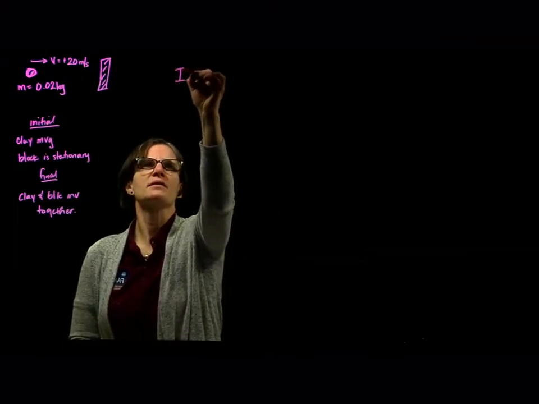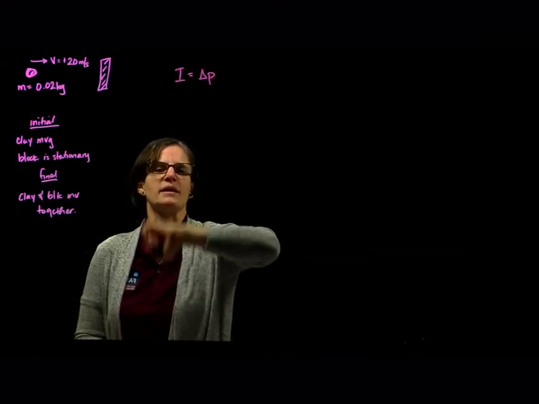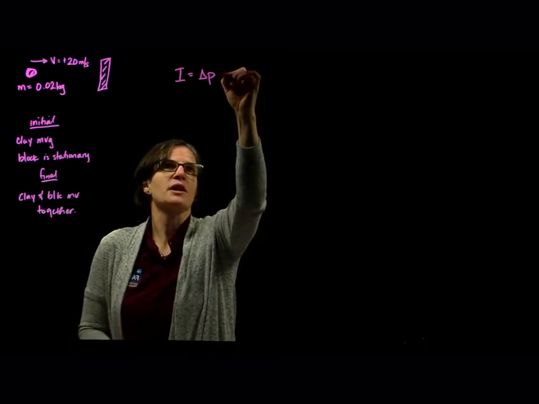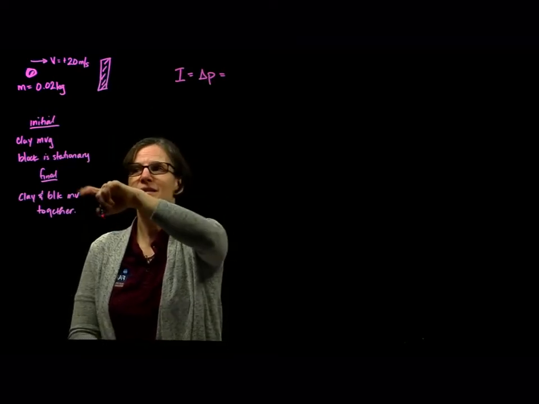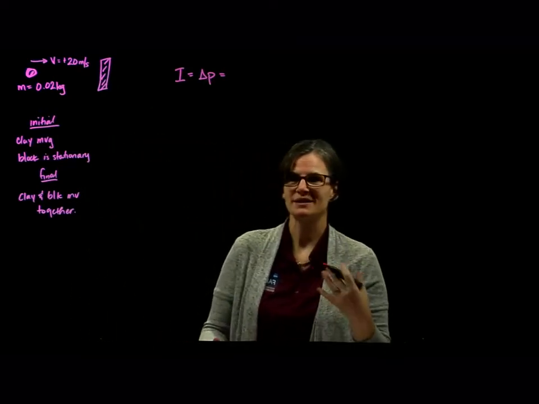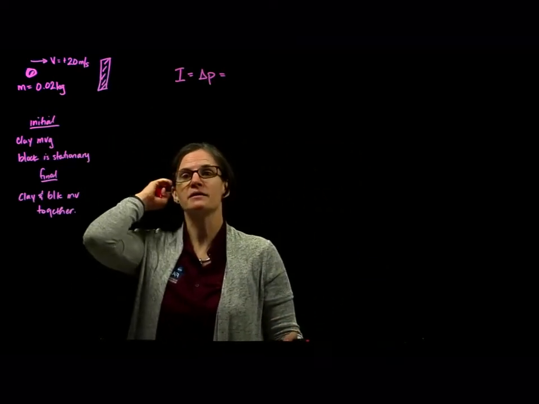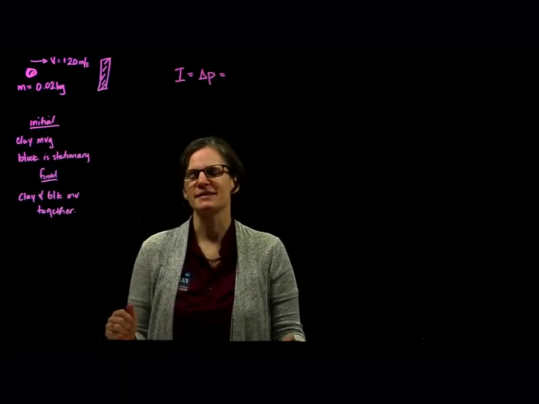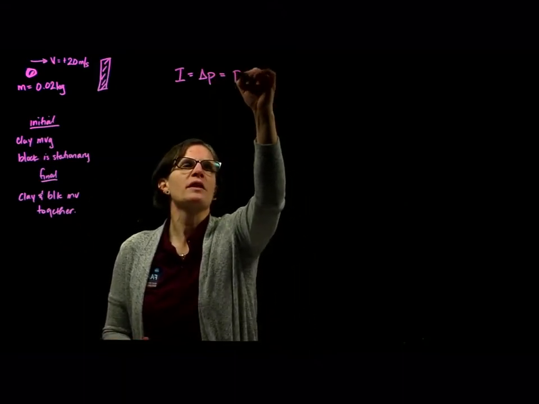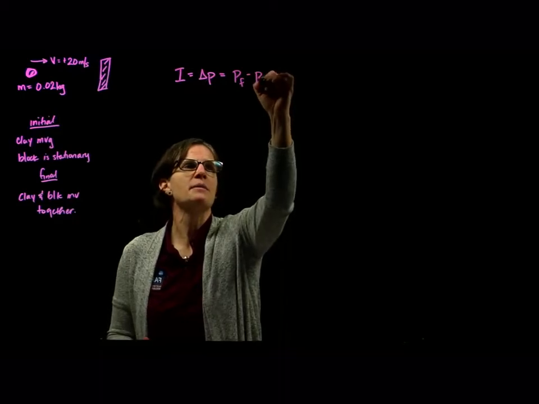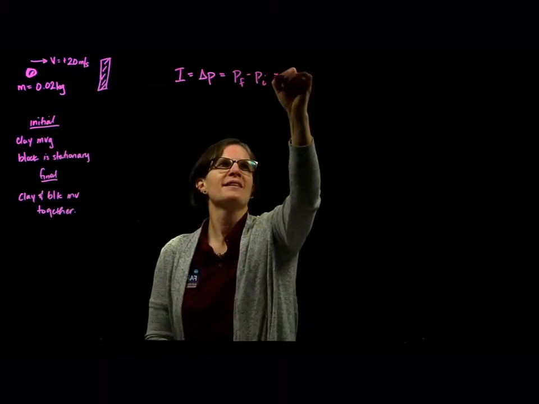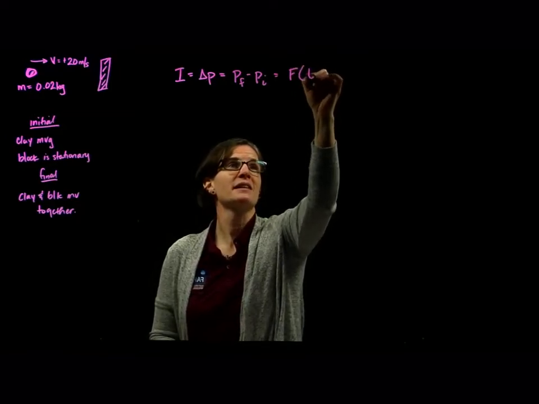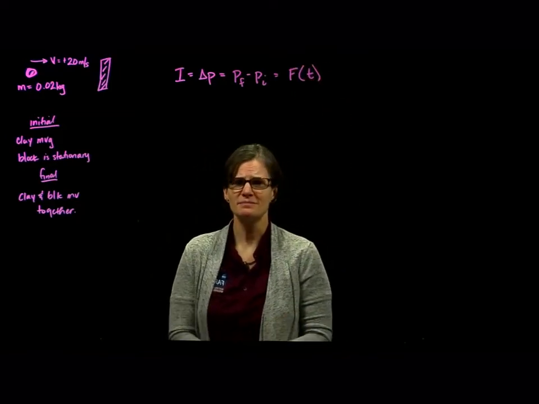Remember, an impulse is equal to a change in momentum of an object. We know that the object we're interested in is the clay ball. That's the one we're seeing the momentum change in. The block is also changing momentum, but it's asking about the clay. So we know that this is the final momentum minus the initial momentum of the object. And we also know that that is equal to the force, the average force, times the time.